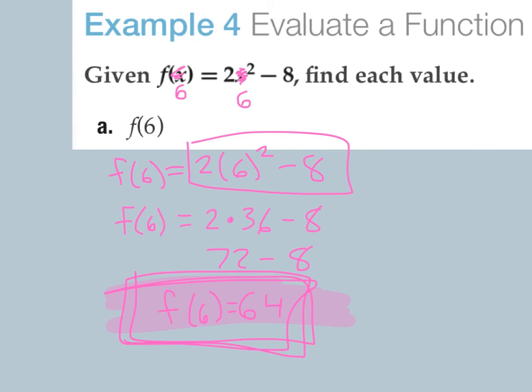Any questions here? We only have one example like this one left, and then we are done for the day. Ready for the next one?